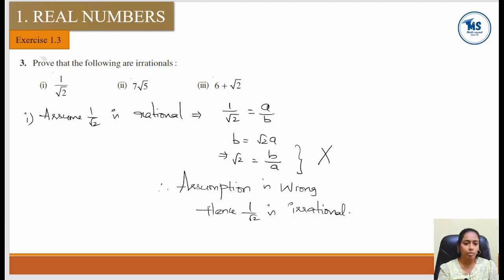Then we'll solve the second problem. Just give me a minute. I will just erase this. Just give me a minute.